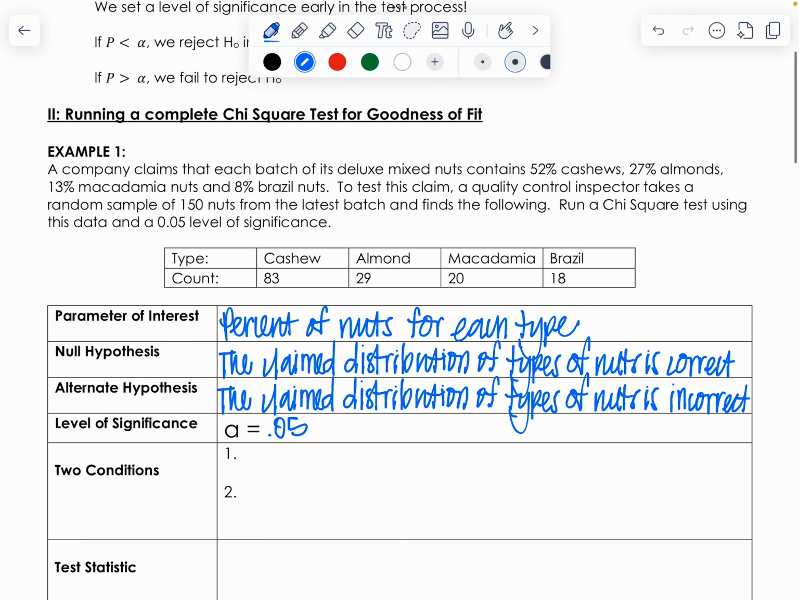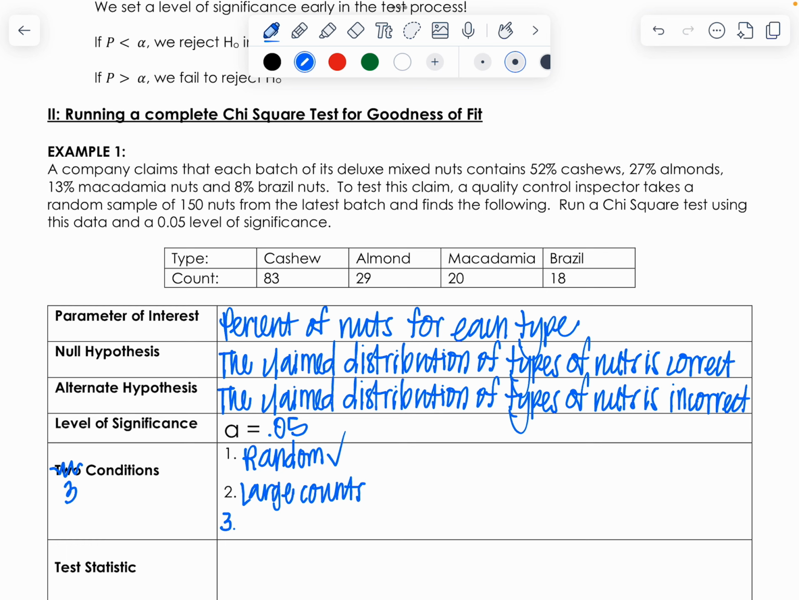And so now our three conditions, remember that's three. I should have changed this in our notes. Yours, I maybe will go back and change before I post them. So our first condition is random. In this case, they took a random sample of 150 nuts. The second one is large counts.